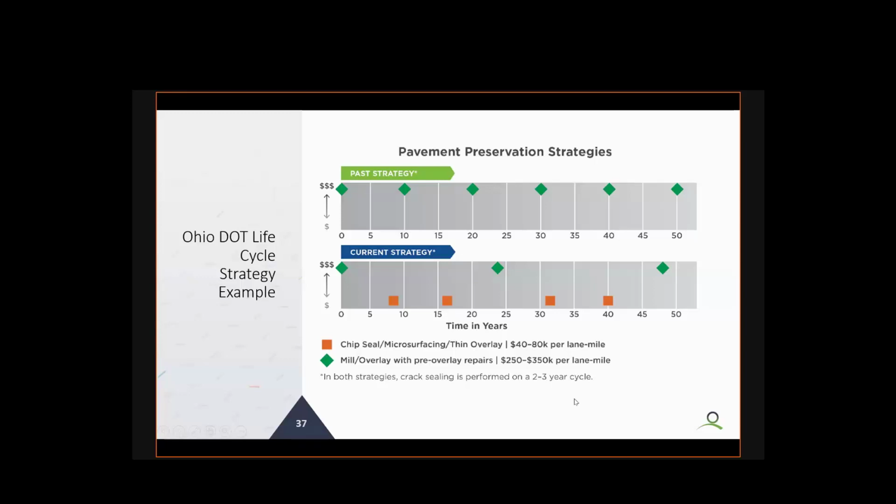What this allowed them to do is free up about $75 million a year from their paving budget. I believe for them, it meant they didn't have to increase the paving budget. It showed they could use the funding they had. But in any case, it was a $75 million savings per year by changing their pavement strategy.